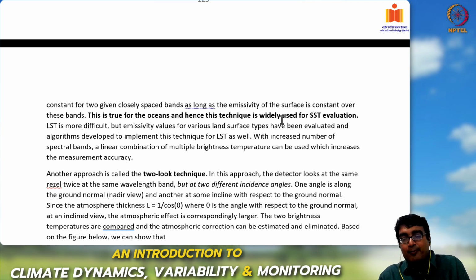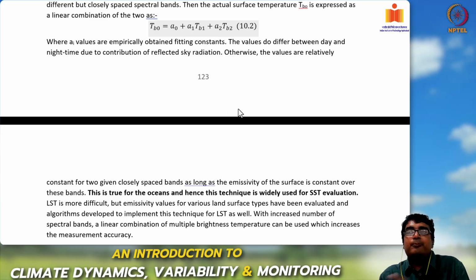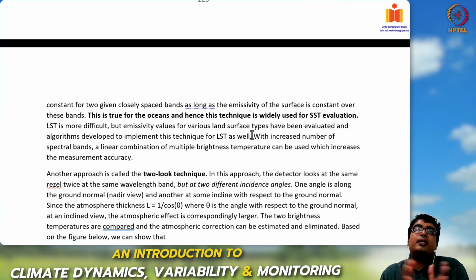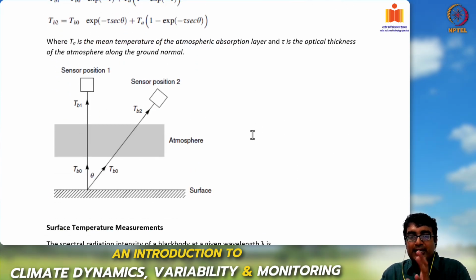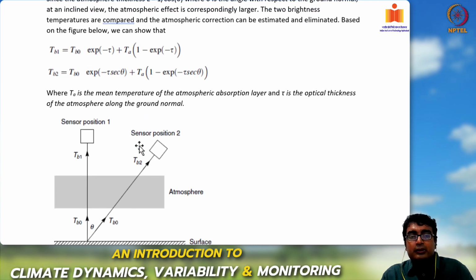And the accuracy can be increased if we scan over multiple closely spaced wavelength bands. So here, closely spaced wavelength bands of say 0.1 or 1 nanometer are very useful, and a linear combination of multiple brightness temperatures can be used to increase the measurement accuracy. So that is one method. The other method is called the two-look technique. So let us discuss how this looks.